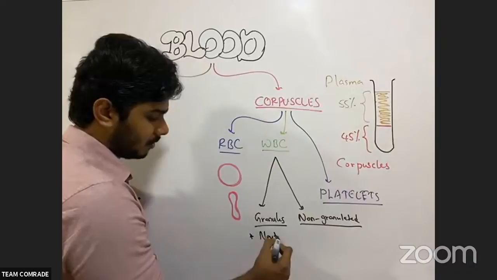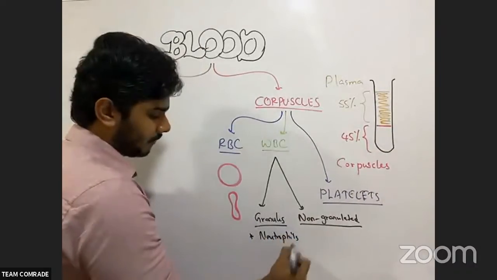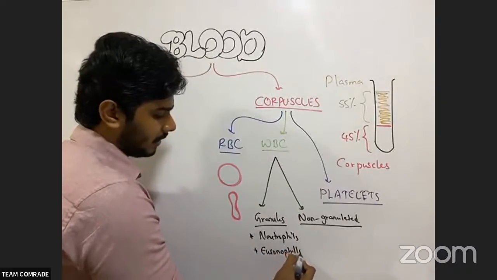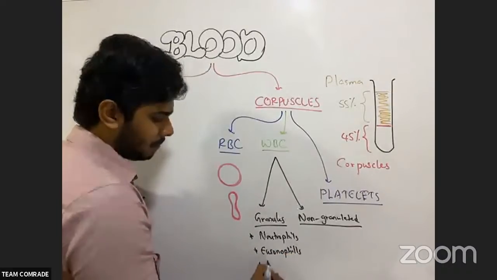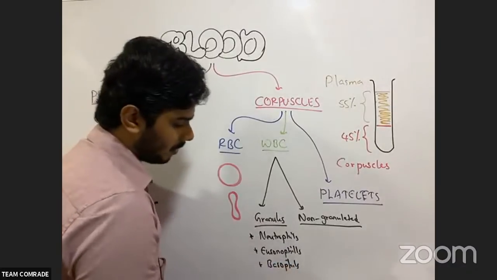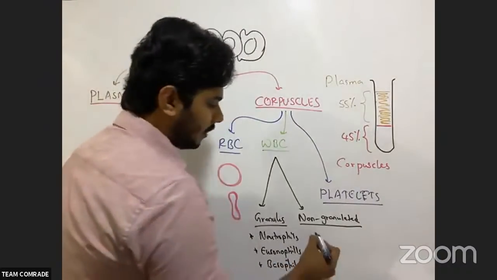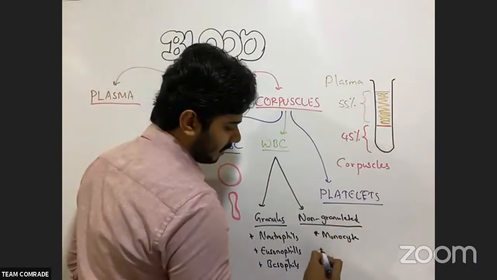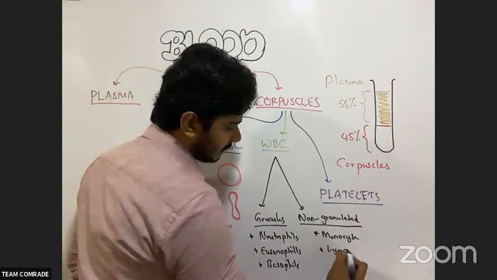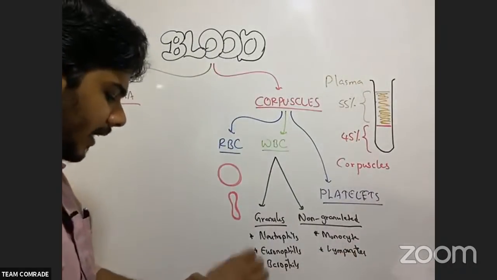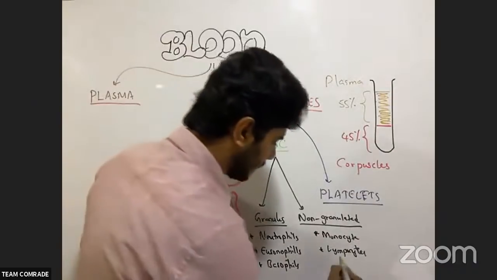neutrophils. Then we have eosinophils, right? These are cell types, and then we have basophils. Okay, when you come to grade 11, I will tell you all of these structures, right? Non-granulated, we have monocyte and we have lymphocyte, right? Lymphocytes. Also the lymphocytes, we can call them plasma cells.